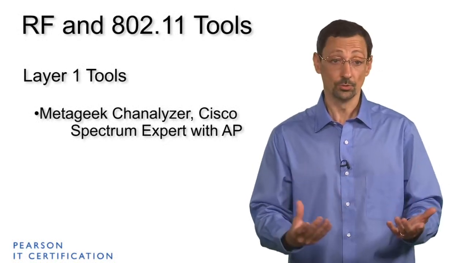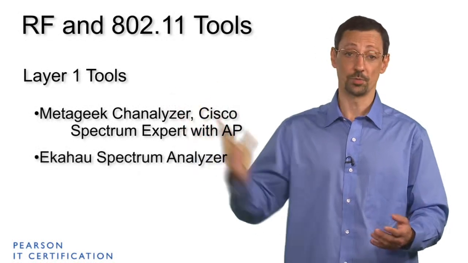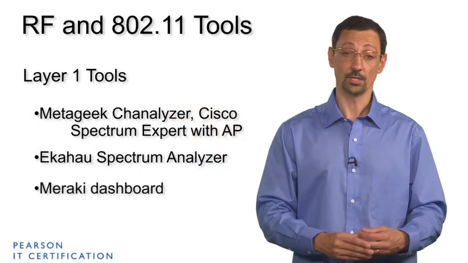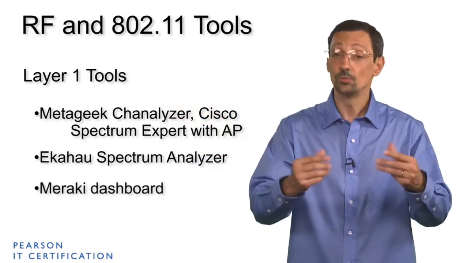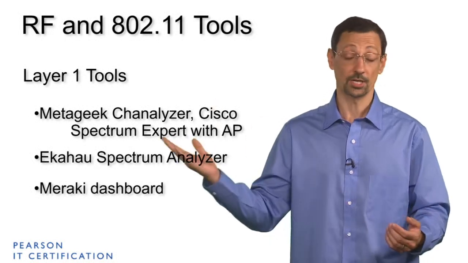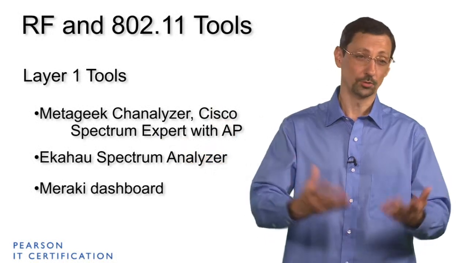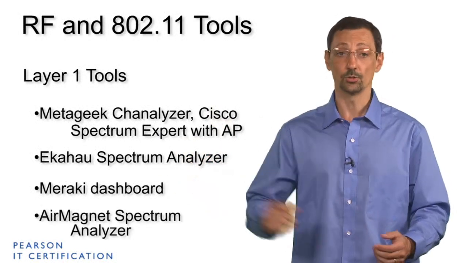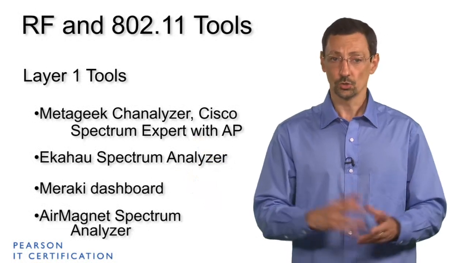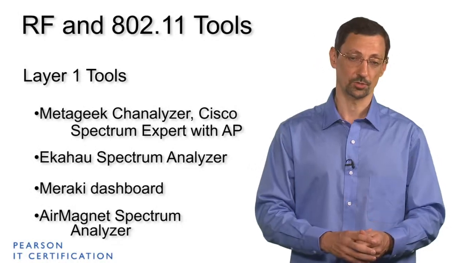There are also some other tools that do the same type of traffic analysis. One of them is Ekahau Spectrum Analyzer. Some other tools, like Cisco Meraki, also have some capability to display the RF environment. And this is something you can see directly from the Meraki dashboard if you have a Meraki access point system. Some other professional tools, like for example AirMagnet, also have a spectrum analyzer type of functionality. So let's have a quick look at what you can see with Channelizer or Cisco Spectrum Expert.